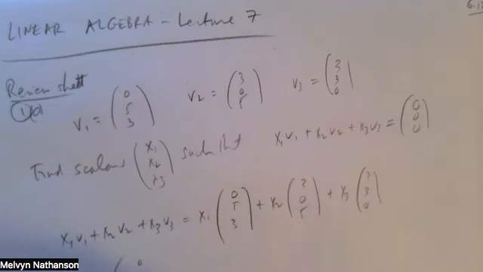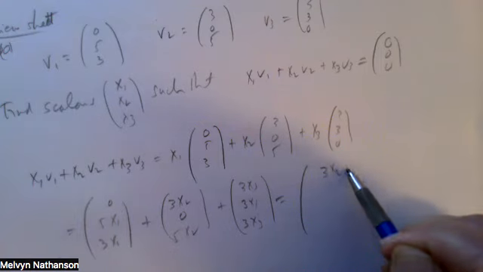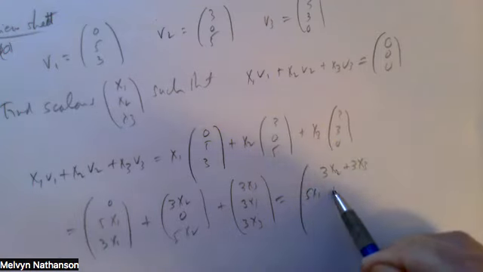Let's see, this is 0, 5x1, 3x1 plus 3x2, 0, 5x2 plus 3x3, 3x3, 0. When you add this all up, you get the vector 3x2 plus 3x3, 5x1 plus 3x3, 3x1 plus 5x2.